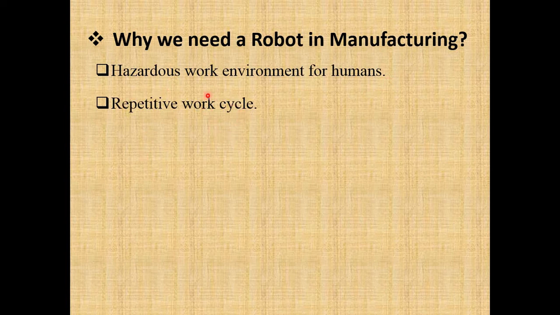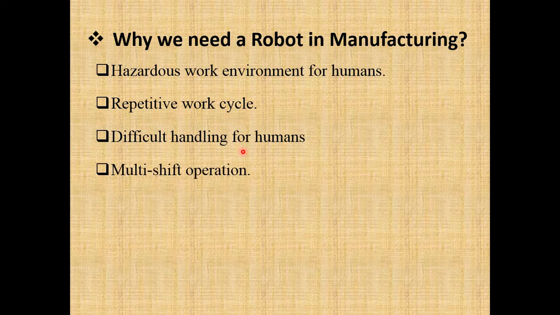If the repetitive work cycle is there, then the robotic system can work 24/7. Humans can work in a shift of 8 to 10 hours, but in case of a repetitive work cycle, the robots will work for much longer. Next, difficult handling for humans. Whatever material handling is difficult for humans can easily be operated by the robotic system. In multi-shift operation, the robot can work as I have told you. Infrequent changeover time. Changeover time means the time required to go from product A to product B. It is very less in case of the robotic system compared to humans.